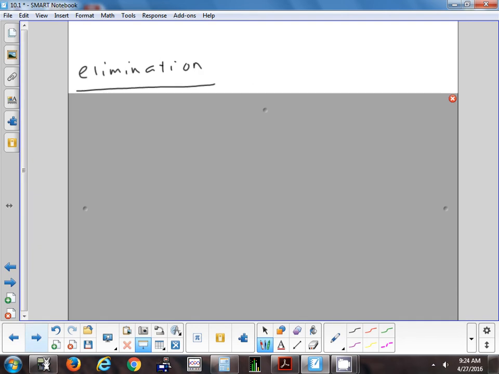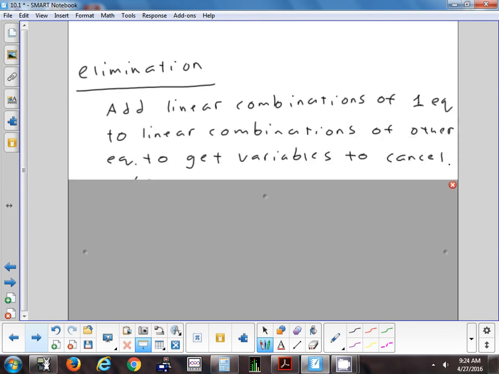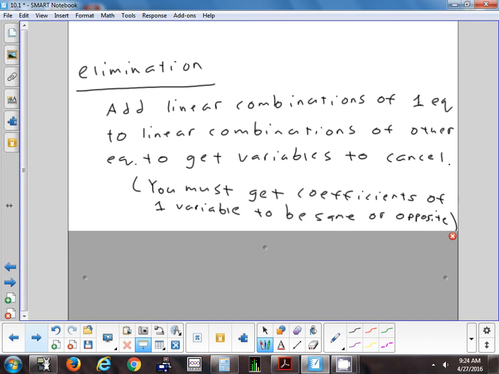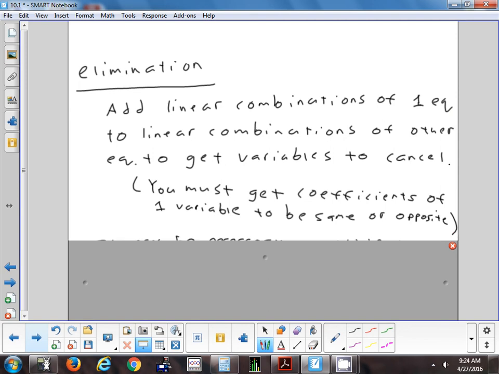So the other method we can use, some of the time this is quicker, is elimination. Okay. The idea with elimination is you're trying to get variables to cancel out, to be opposites. And we do that by adding a linear combination. That just means a multiple. We're going to add multiples of one equation to another equation. And the goal is to try to get the coefficients to be the same or opposite. Generally, I'm going to try to make them opposite.